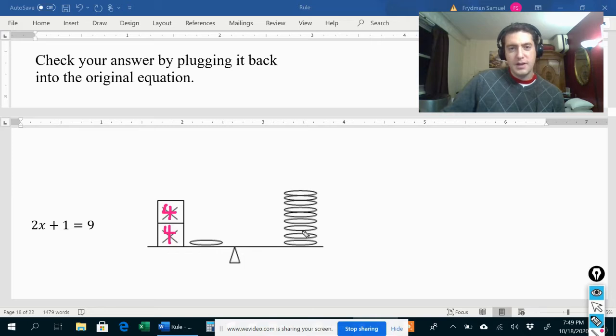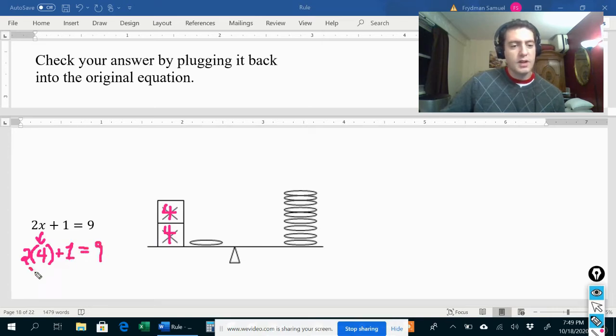Otherwise, this wouldn't have been balanced in the first place. And obviously, you're not going to draw a picture every time you do this. So what we could do here is just plug 4 in everywhere we see an X, which is the only X that we see in this particular equation. So we have 2 times 4 plus 1 equals 9.